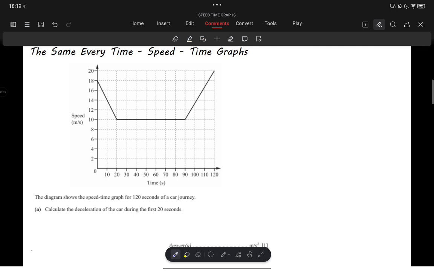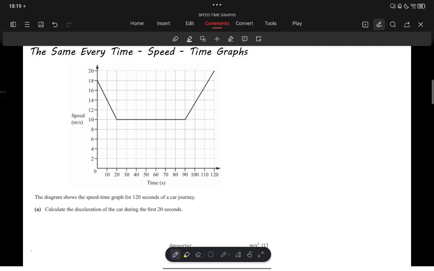Apart from the numbers, the questions are the same every time. We're still looking in this set of videos at speed time graphs. So here's an exam question. The diagram shows the speed time graph for 120 seconds of a car journey. Calculate the deceleration of the car during the first 20 seconds.